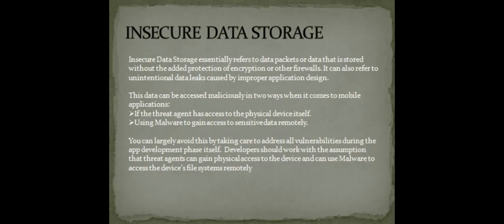The data can be accessed maliciously in two ways when it comes to mobile applications. One is if the threat agent has access to the physical device itself, and another way is using malware to access the sensitive data. Now there are several ways to avoid this. You can take care of this by securely developing the application and always assuming that the device or the malware can access the systems remotely.